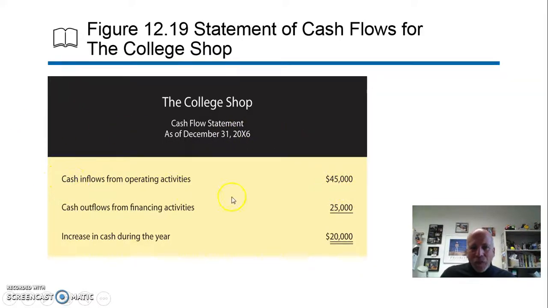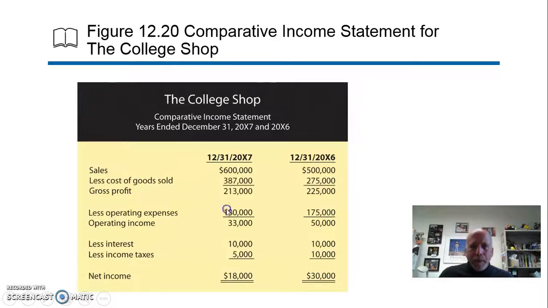So cash, we have $45,000 worth of cash based on our activities, our operation. We had cash outflows because of financing. We owed money on loans. And so our increase in cash during the year is $20,000. Again, it's important for us to know that as of December 31st, this is where our money came from.